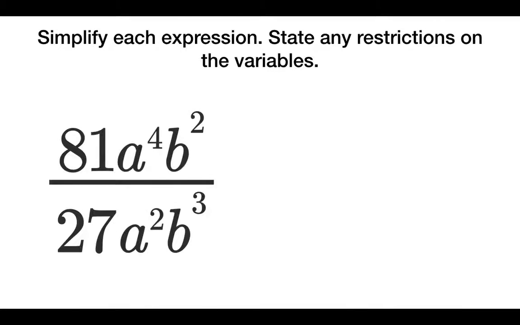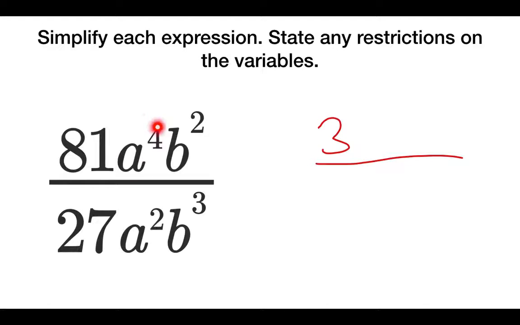So, simplify each expression and state any restrictions on the variables. Let's start with this one. The first thing I'd notice is 81 over 27. I know these are multiples of 9 at least. That would give me 9 over 3, which I actually know is a multiple of 3. So what we end up getting in this case is 3 over 1. Notice I'm not going to be pulling out that 1 just yet, because if I have any variables, I don't need it.